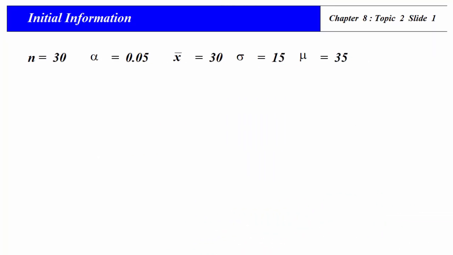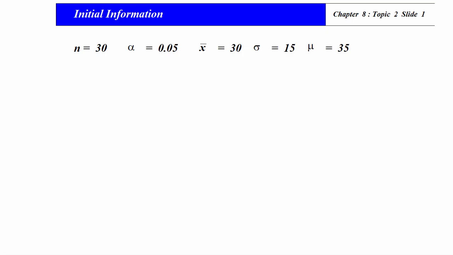In this example, we will discuss hypothesis testing for means when sigma is known. First, you will be given an initial amount of information: the sample size, the level of significance, the sample mean, standard deviation if known, and the hypothesized mean. The null hypothesis is that the mean is in fact equal to the hypothesized value of 35.